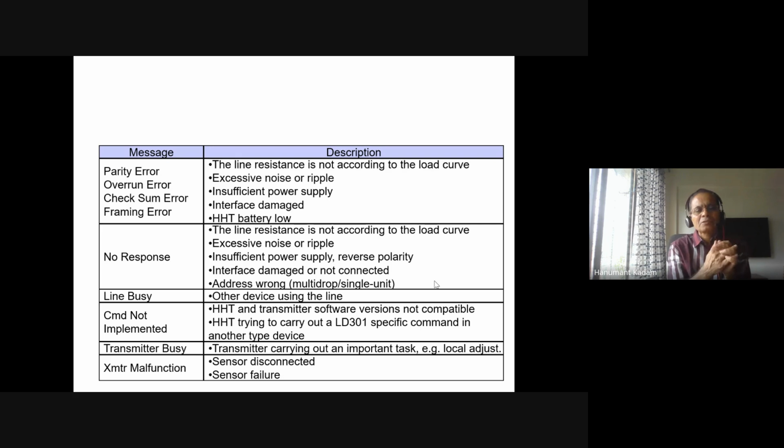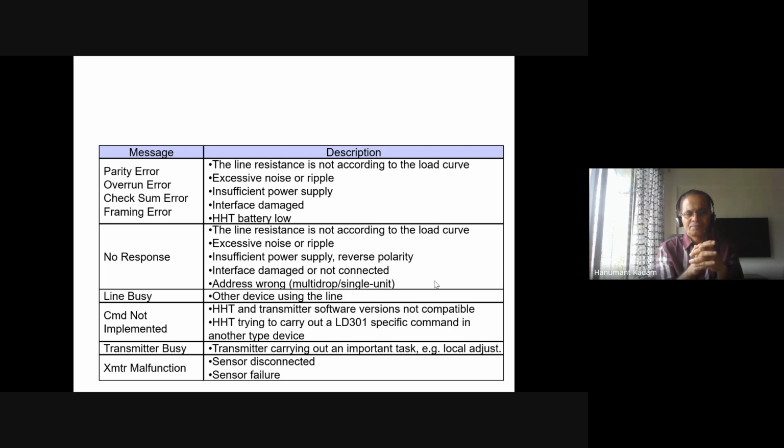The next message is transmitter busy. When we say transmitter busy, it means the transmitter is carrying out an important task. For example, you are doing a local adjustment in parallel. So during communication, it will say the transmitter is busy. Means you are in the control room and somebody in the field is carrying out the local adjustment using a screw, that magnetic screwdriver I'm talking about.